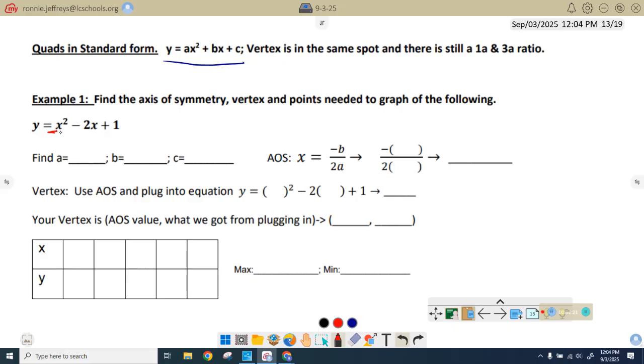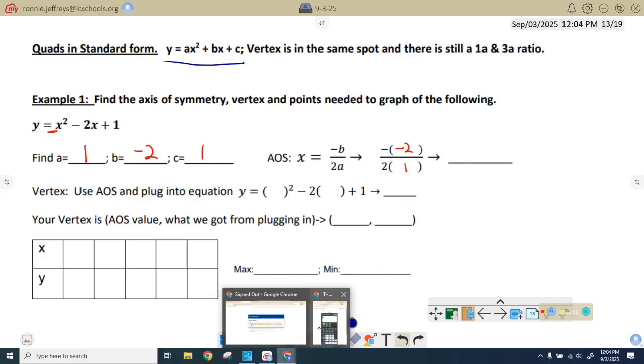Our a is what's in front of the x squared, so this would be 1. Our b is the next term. This would be -2. And our c is 1. Now, we would plug in our numbers into this formula right here, -b over 2a. Is it supposed to be negative 2? Yes. No, because it's minus b is the original thing.